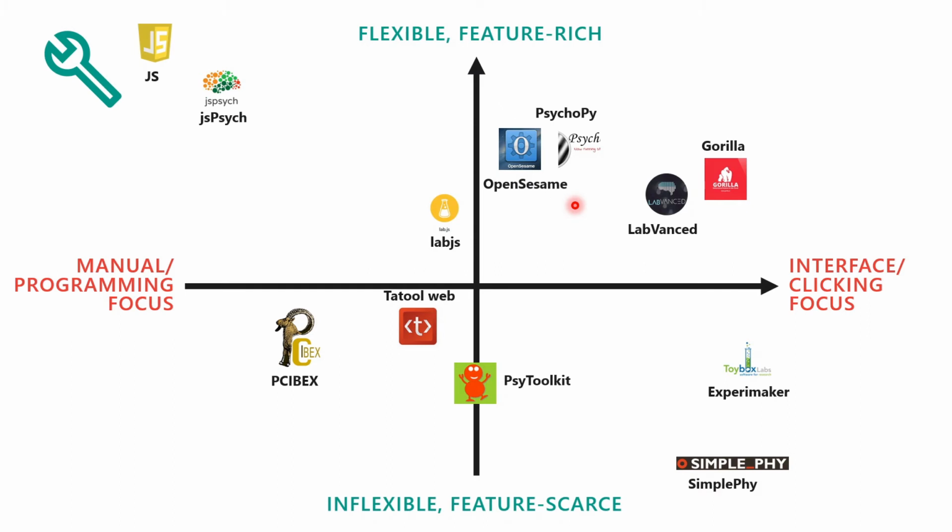And here I created some kind of a graph, a two-dimensional one, about the programming focus. So the focus on programming on the left, and clicking or interface focused on the right. And on the top we have flexible solutions, and on the bottom we have inflexible or feature scarce solutions. This is obviously a pretty subjective view, a personal one created by me. This is not an objective classification of online tools.